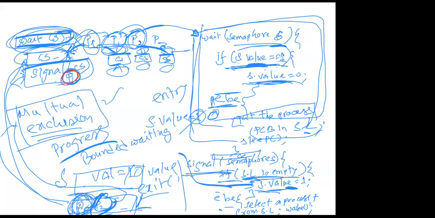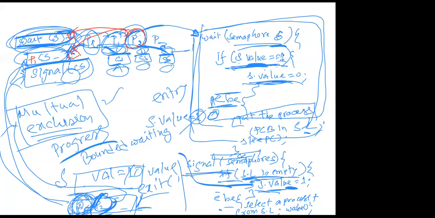Now process P1 is inside the critical section, and by this time process P2 shows interest in entering the critical section, and it will call the wait function first. Sorry, this is the critical section. Let me copy this signal function. Here is the critical section. Process P1 is entering the critical section.